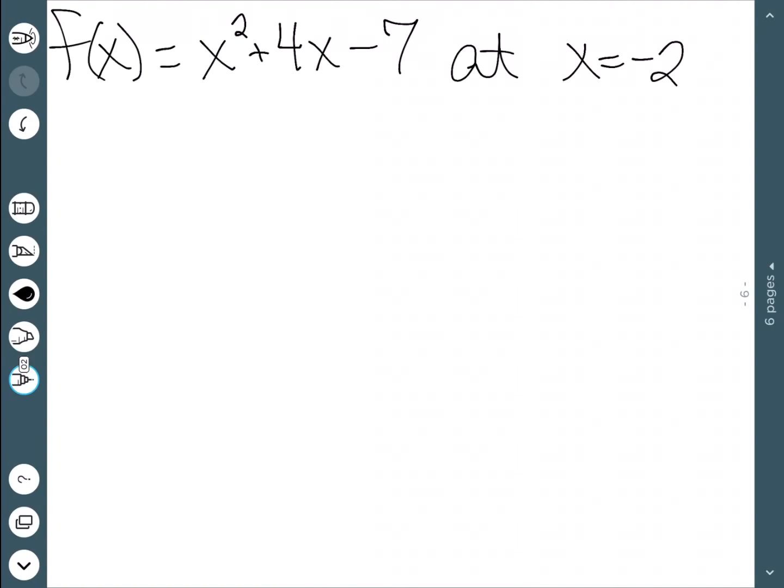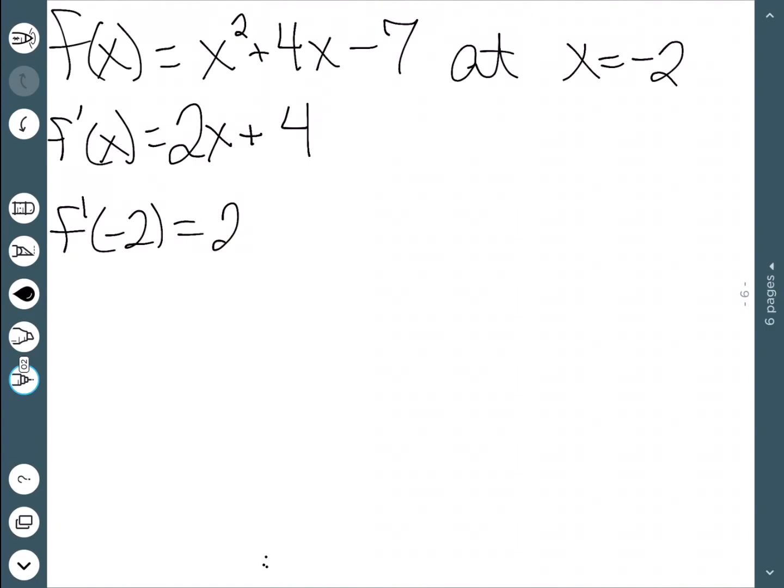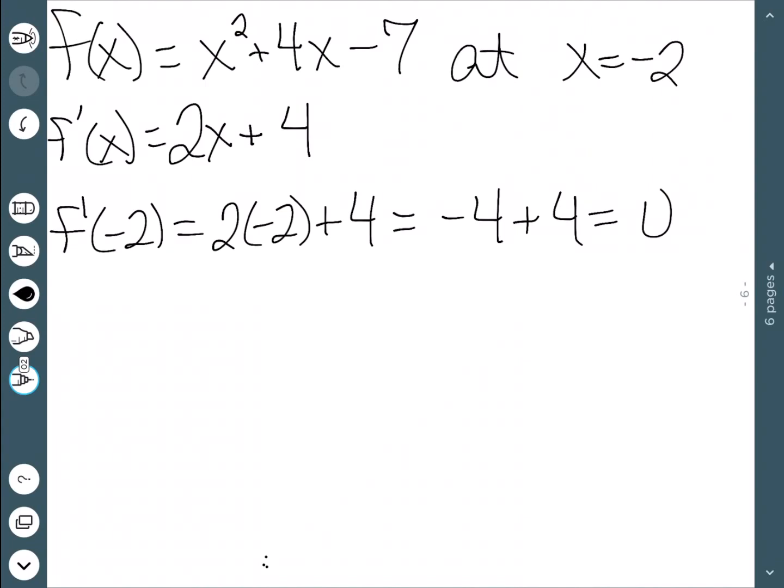Here we have another function, and I specifically want to know if this is increasing or decreasing around the point x equal to -2. We're going to start by taking the derivative, bring the exponent down and subtract 1. The derivative of 4x is 4, and the derivative of a constant is 0. And then we're now going to evaluate this at -2. So I have 2 times -2 plus 4, which is -4 plus 4, which is 0. So this is our critical point.